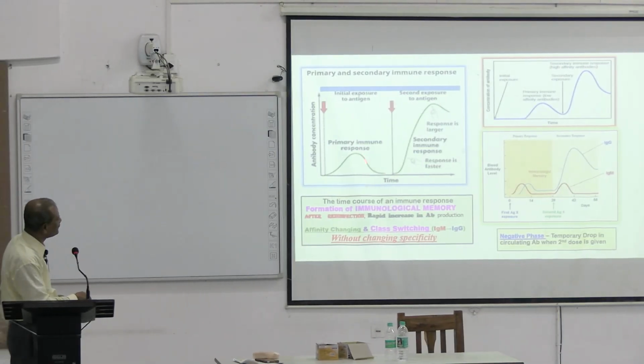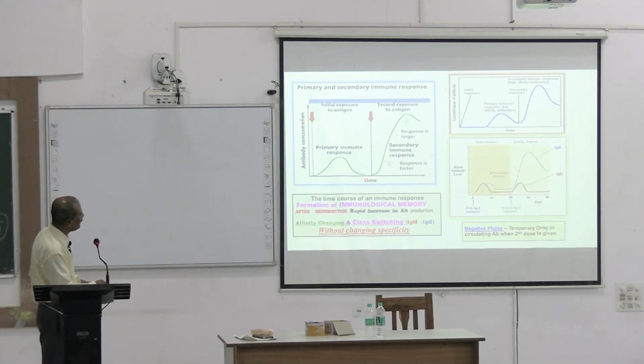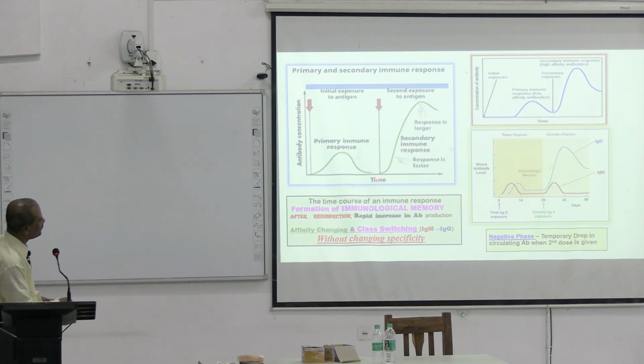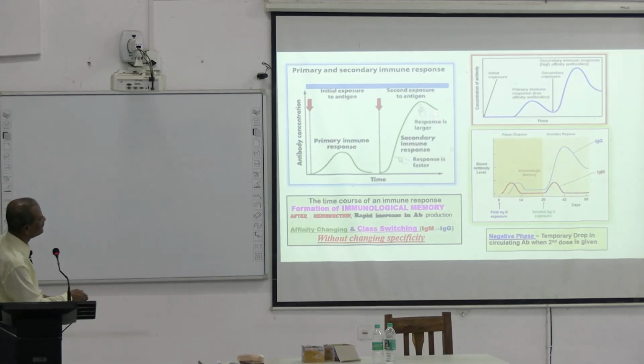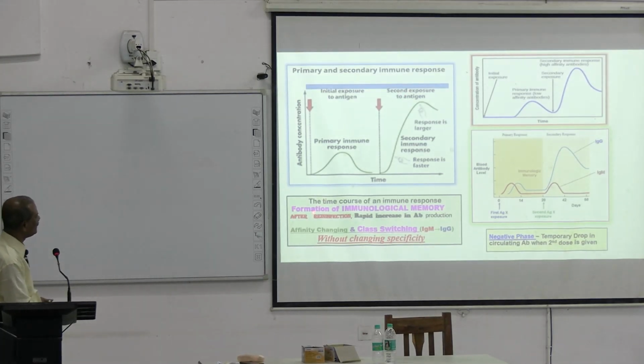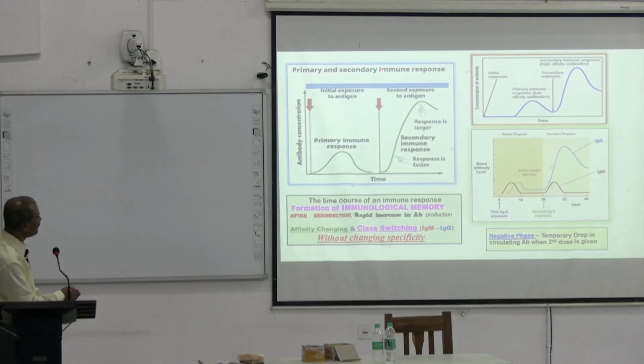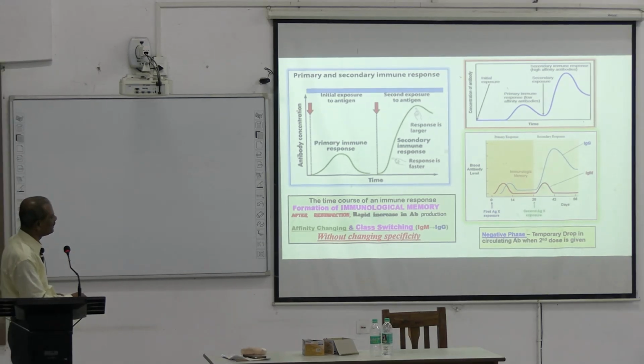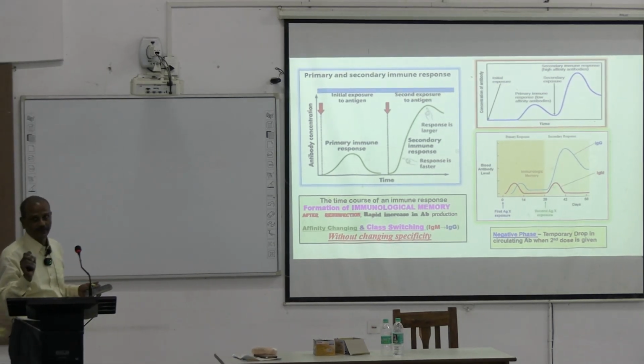Now when the primary response has occurred, now a second immune exposure is there, and you see this is the antibody titer. Antibody titer has increased like this. Okay. So this is the actual curve for primary and secondary response, and there is a term called negative phase.